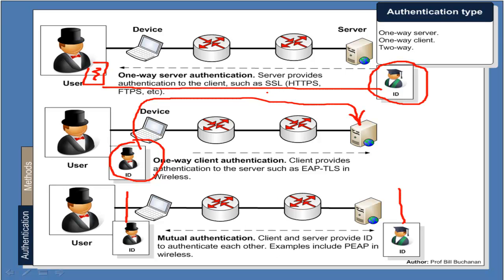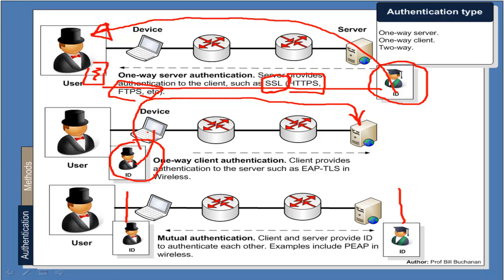With one-way authentication, we typically see this on the internet when we use a secure connection using SSL, such as with HTTPS, FTPS. When a connection is made, the server sends its certificate to the client for them to check. With one-way client authentication, we might have a device which has a digital certificate. Then before we can log into the wireless access point, the certificate is sent to authenticate the device or the user. And mutual authentication is in systems such as PEAP and wireless systems, where there is an identity check on either side.